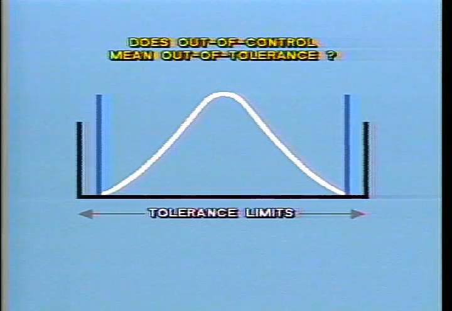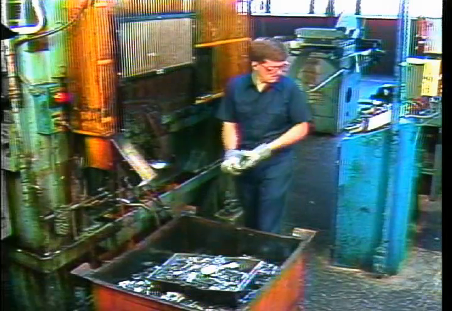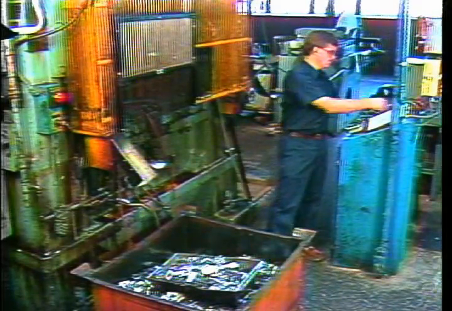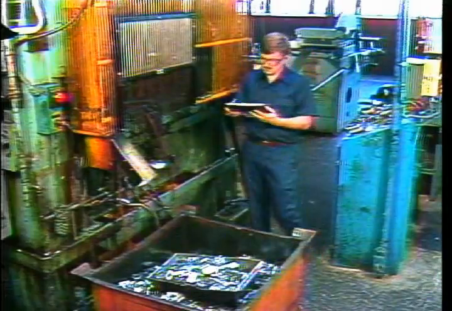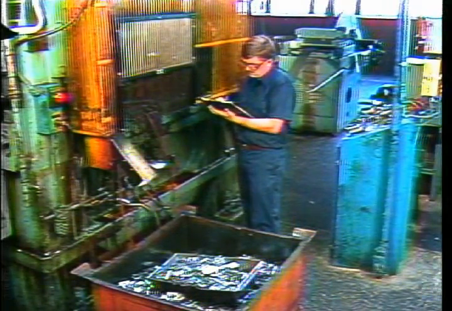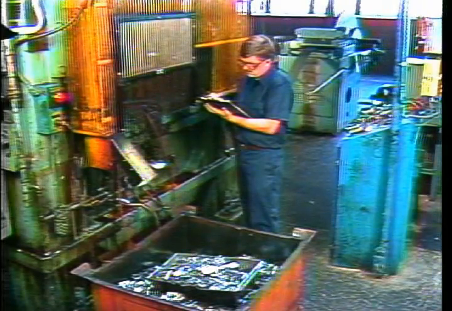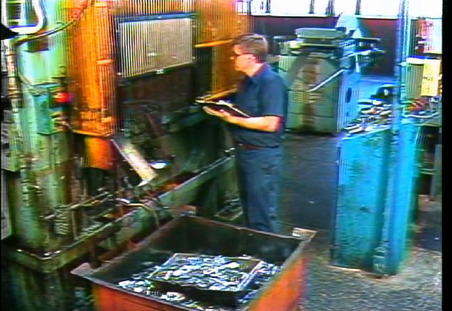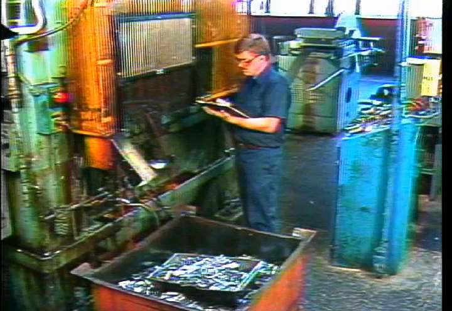Does an out-of-control condition mean that you are producing out-of-tolerance parts? That will depend on the relationship between the tolerance limits for the dimension and the width of the distribution. But in any case, since the process is changing because of some assignable cause, you will eventually begin to produce bad workpieces. It is better to look for the cause now and correct the problem than produce unacceptable parts.